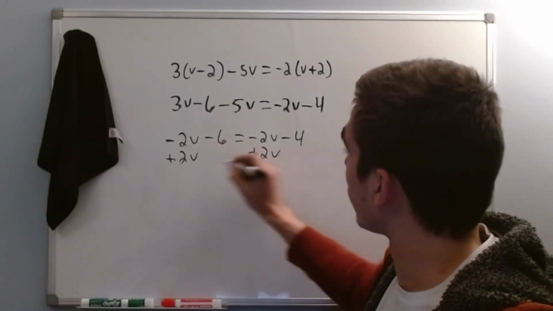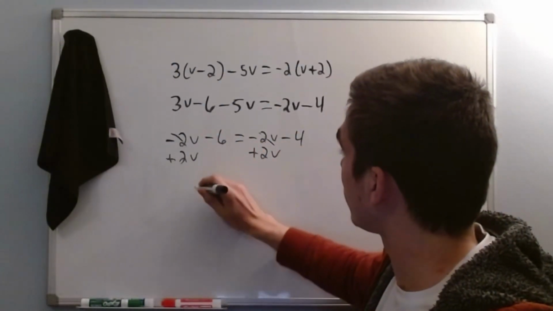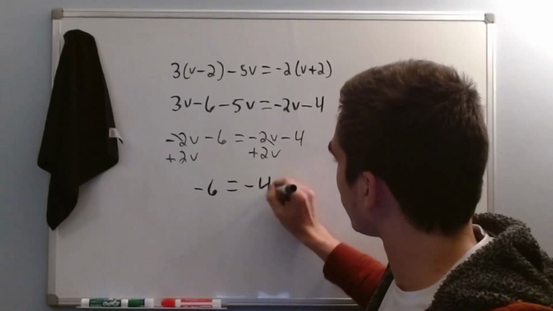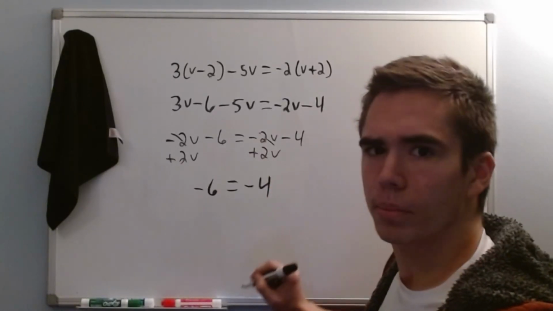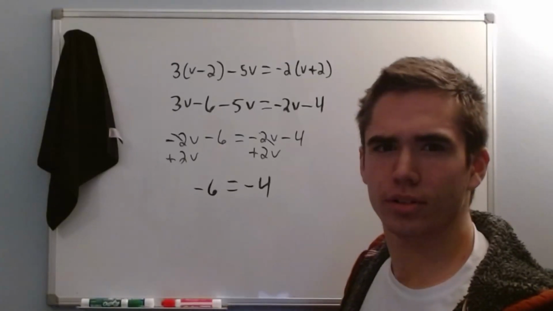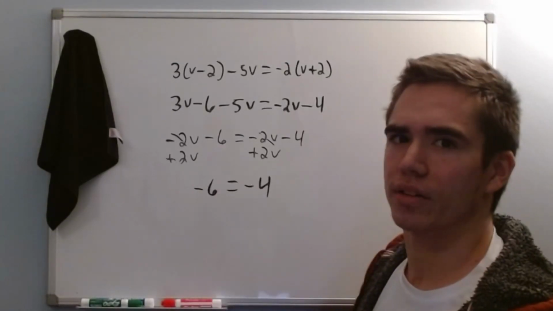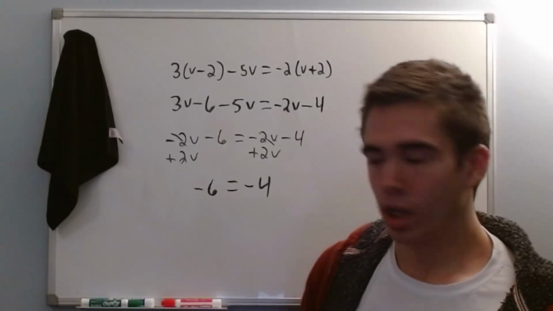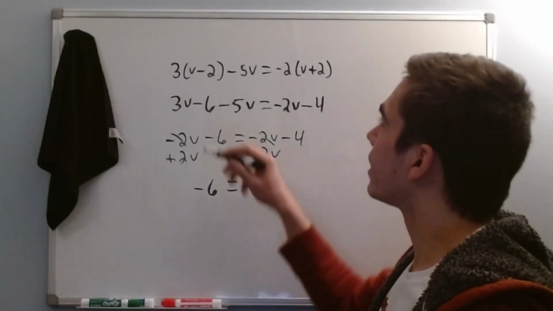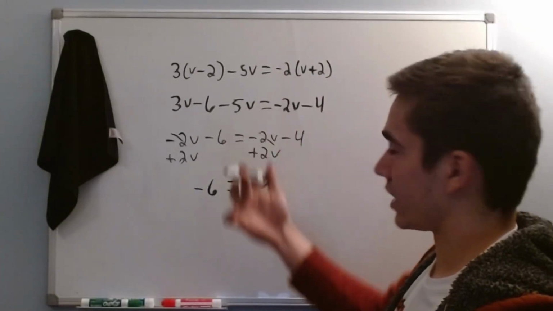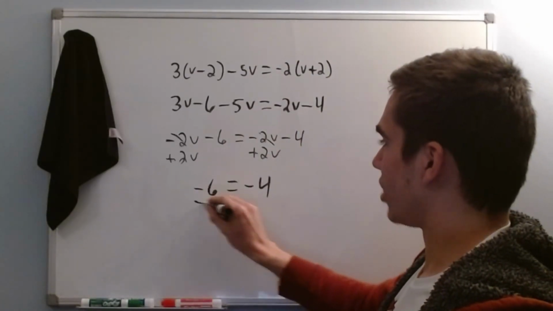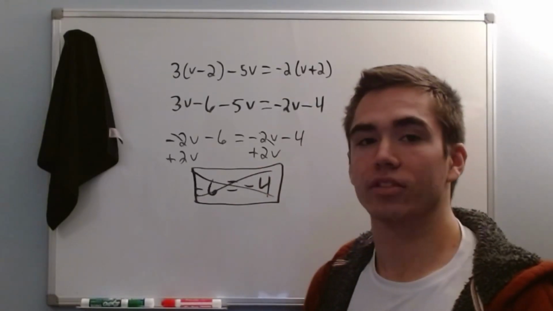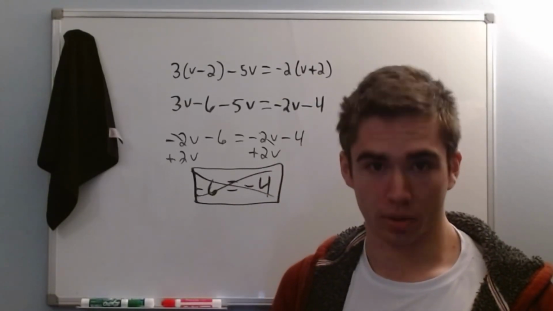So we're going to have these two cancel out, and we're going to have negative 6 equal negative 4. But we can't do that. Negative 6 does not equal negative 4. So therefore, this is where we get no solutions. No solutions comes from the fact that once we simplify this and get everything equal to one another, it doesn't make sense. So therefore, the answer to this question would be no solutions.